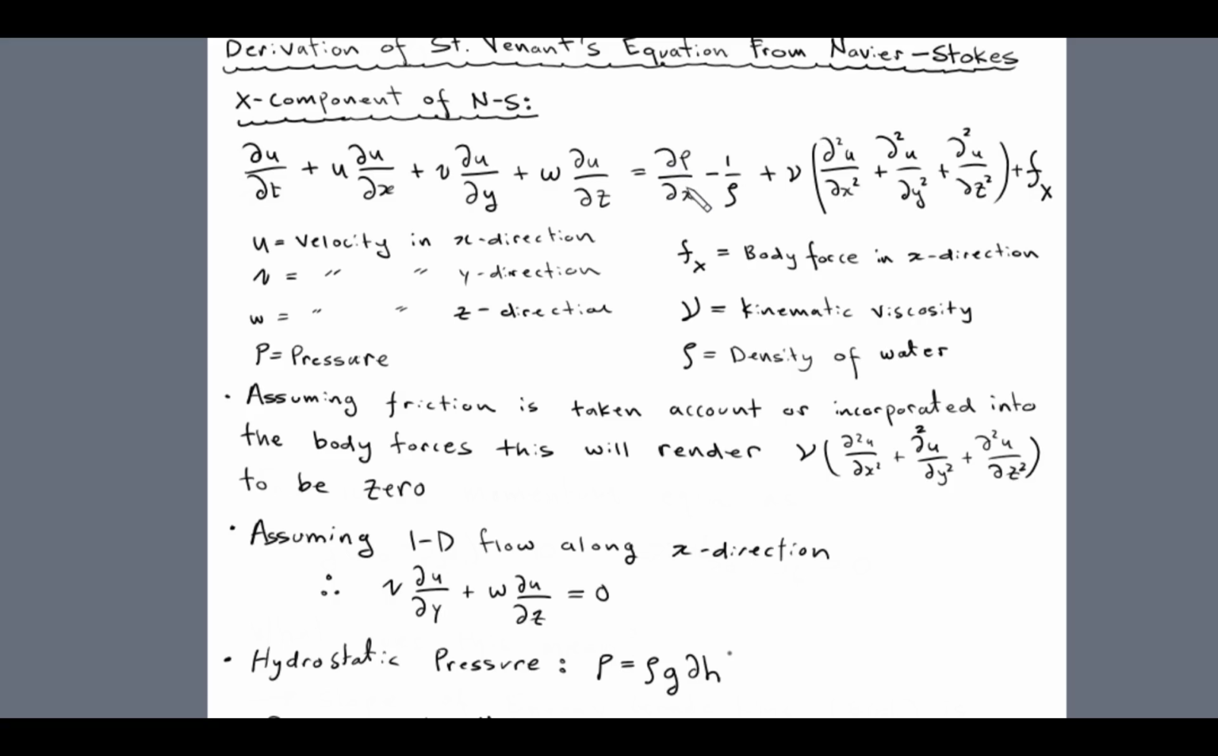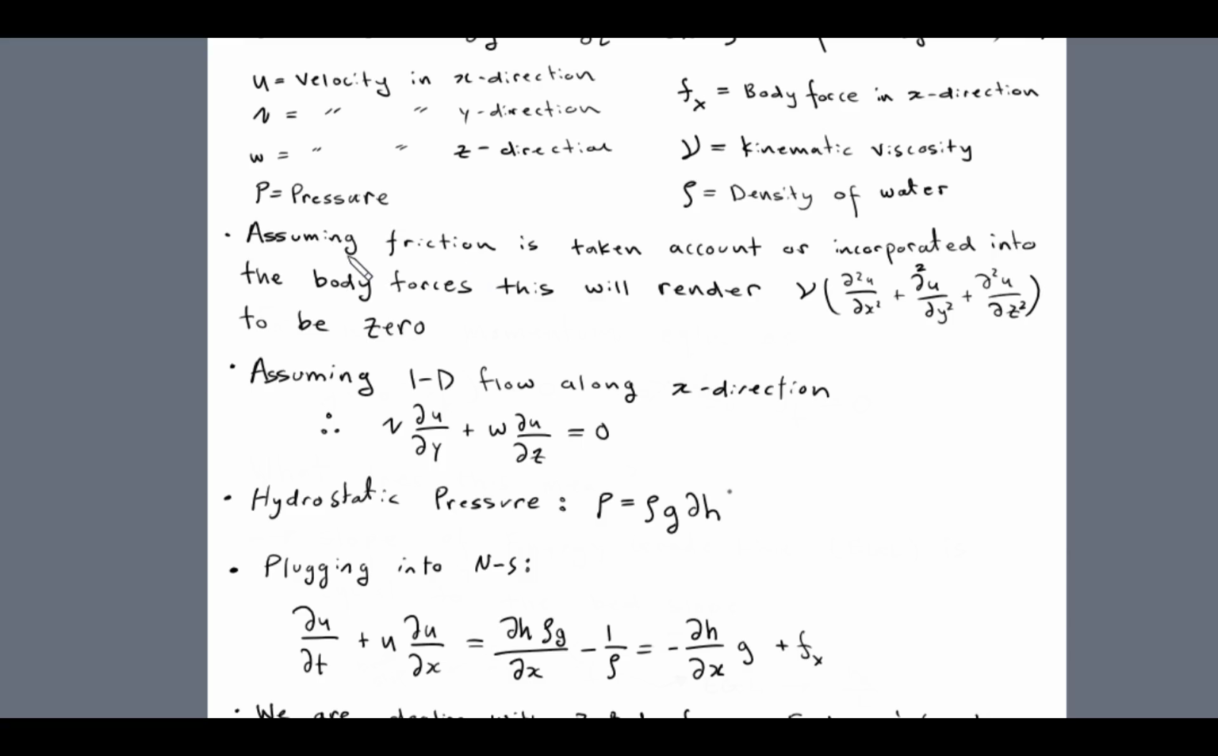Then this is going to equal the change in pressure with respect to x times negative 1 over rho, plus, which this whole term is essentially the fluid friction in terms of viscosity, plus our body forces.